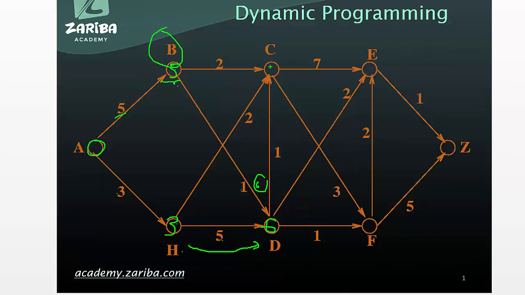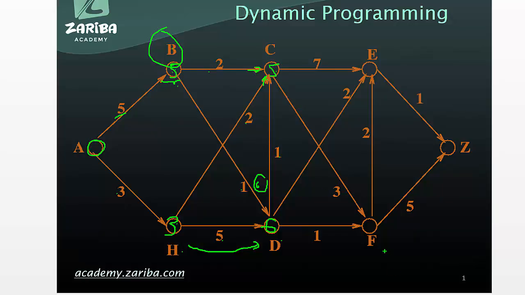Let's now have a look at C, which has in-edges from B, from H, and from D. So let's calculate which is the smallest. 5 plus 2 is going to give me a 7, 3 plus 2 is going to give me a 5, and 6 plus 1 is going to give me a 7. So in this case we have 3 plus 2, which is 5. So this is the shortest to C.